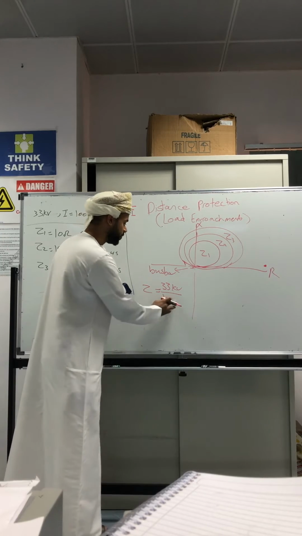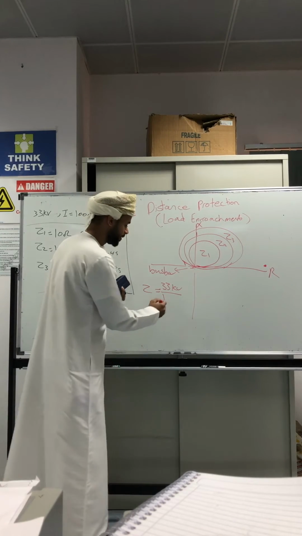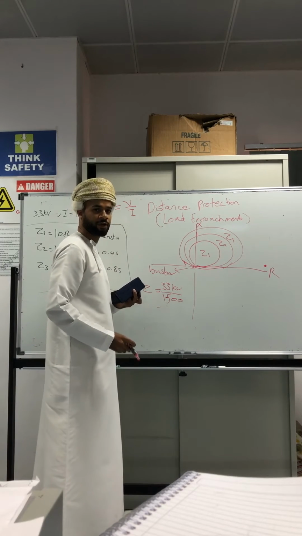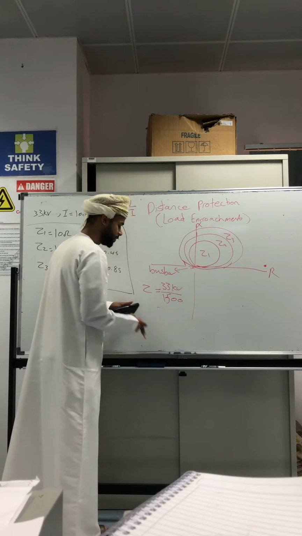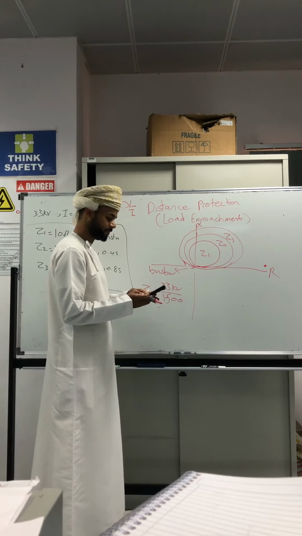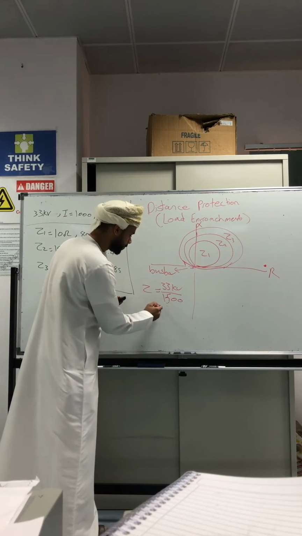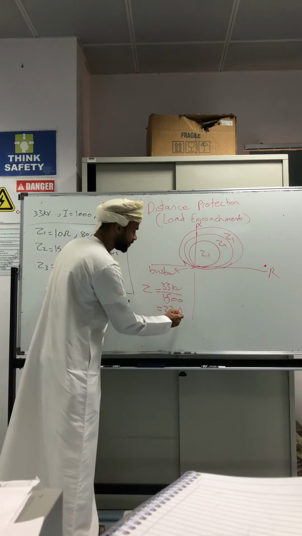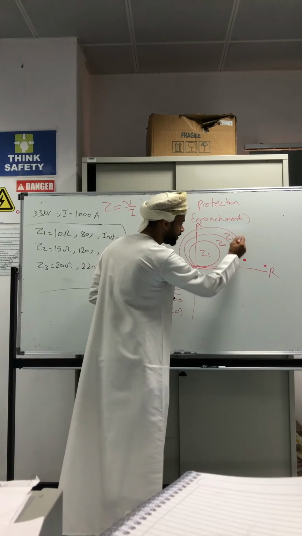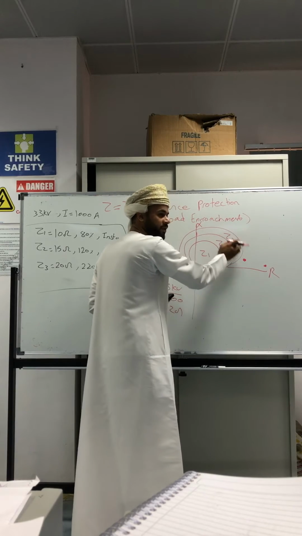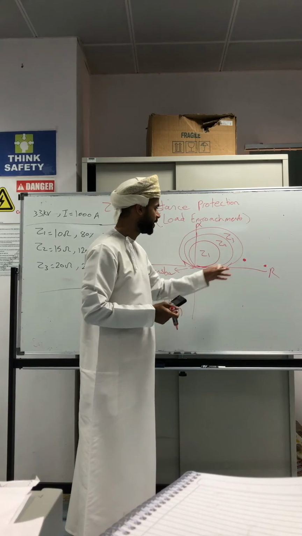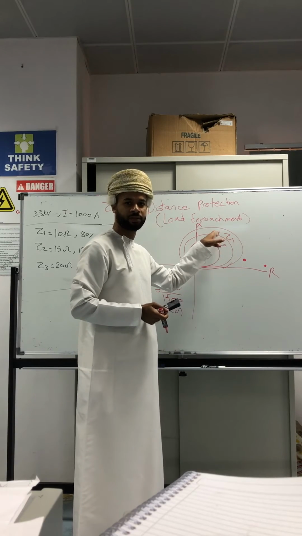Now assume we increase the load 50%, so it will be 1500. Now let's calculate the impedance. It will be equal to 20 ohm. Now you check the distance relay: it will see the value here, near to zone 3, but there will be no action because it is still outside my protection area.